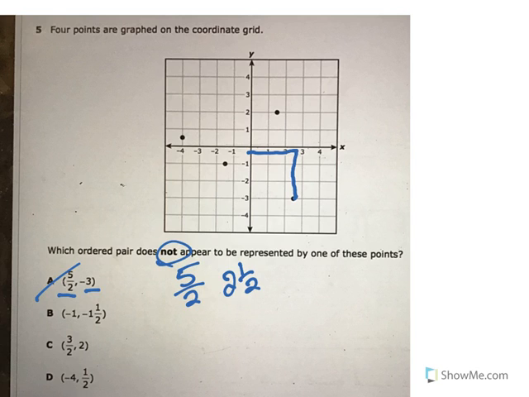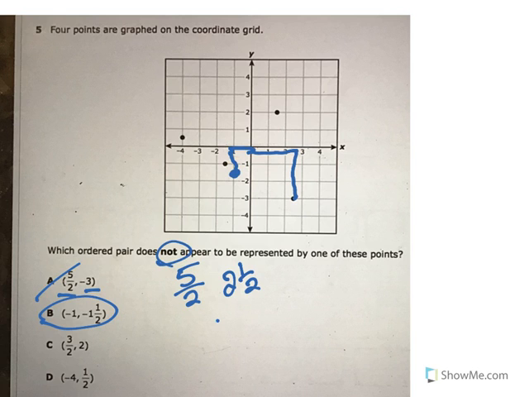Let's see if it's B. So I'm going to go negative 1. That's my x value. I'm going to go over negative 1 and down 1.5, which would be right about here. Uh-oh. That is definitely not a point on the coordinate grid, so it is B. But let's just check, make sure we didn't mess up.